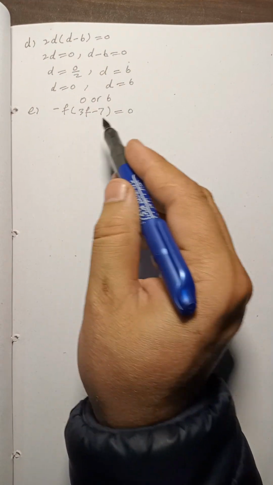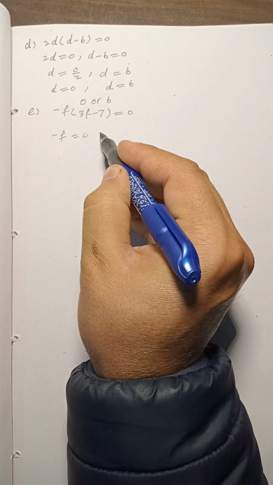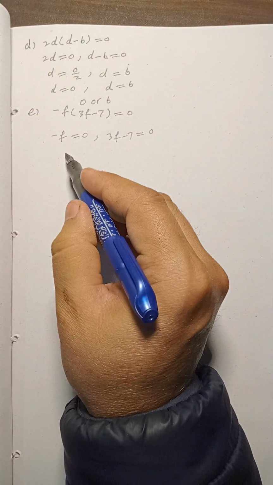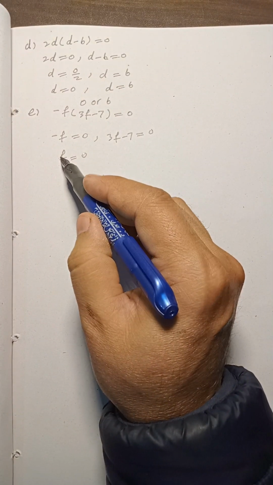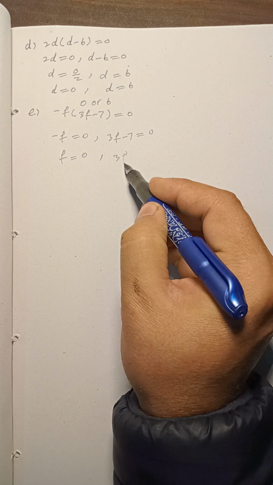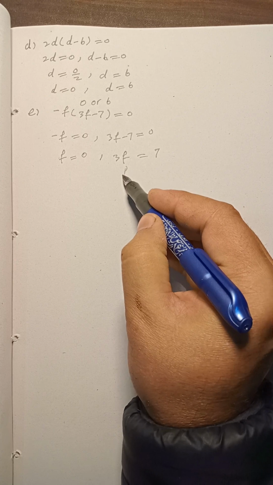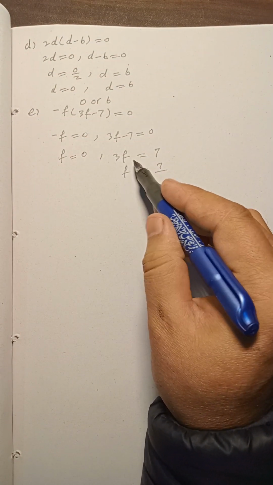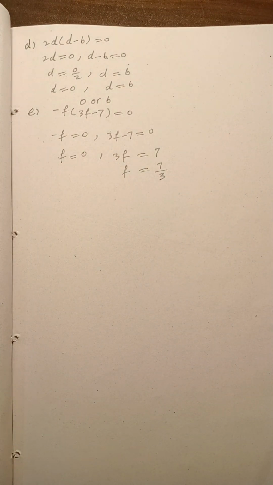See here, minus f is equal to 0, and from here 3f minus 7 is equal to 0. Minus doesn't matter. We will not write it along with 0 because 0 is neutral. 3f is equal to minus 7, which will become plus 7 here, and now 7 will be divided by 3 because 3 is being multiplied on this side. It will be divided on the other side. So divide it by 3, 7 over 3.